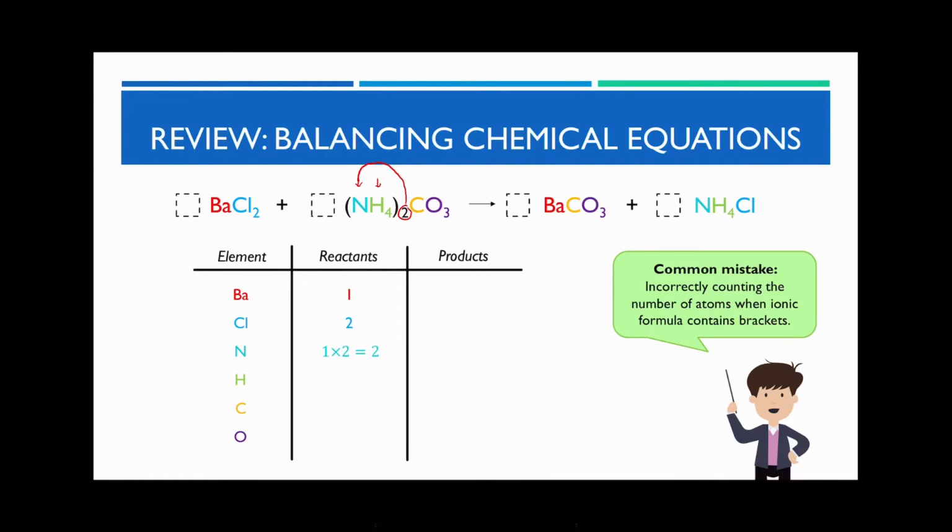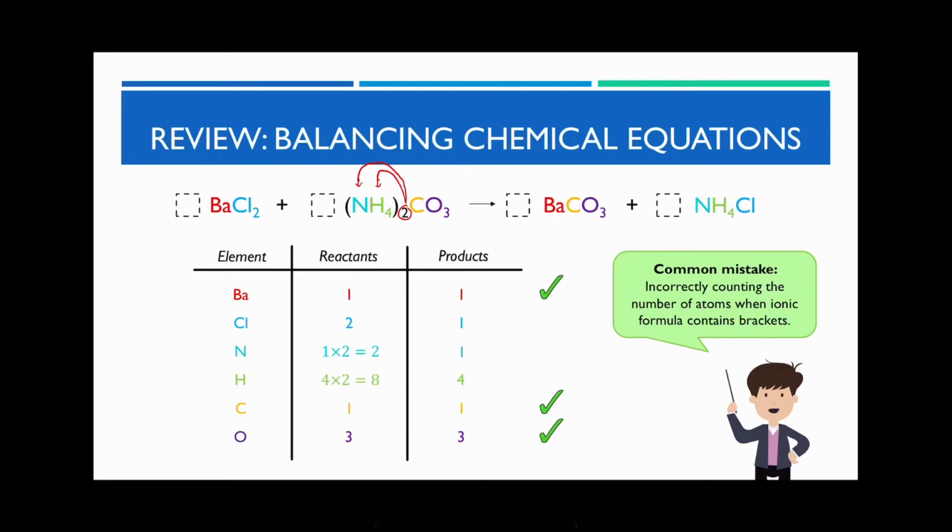So I've got 2 nitrogen atoms, and 2 multiplied by the number of hydrogen atoms, which is 4, is equal to 8 in this case. The number of carbon is 1. The number of oxygen is equal to 3. Do the same thing on the right hand side. I can see there's one barium, one chlorine, one nitrogen, 4 hydrogens, 1 carbon and 3 oxygens, and then count which atoms are balanced.